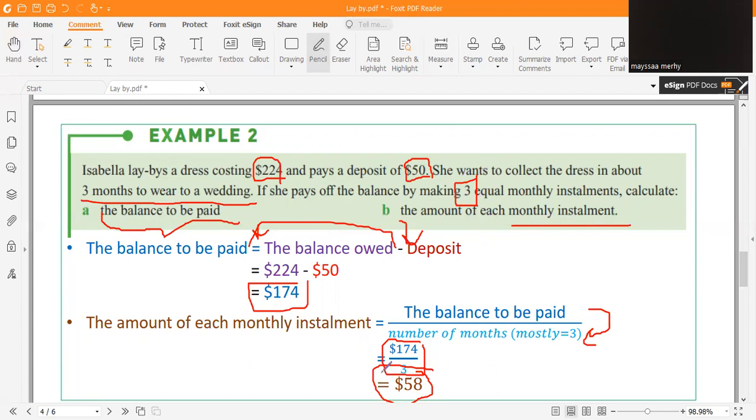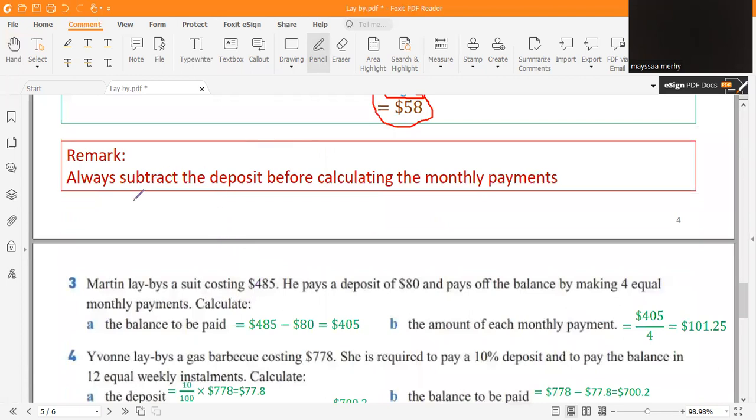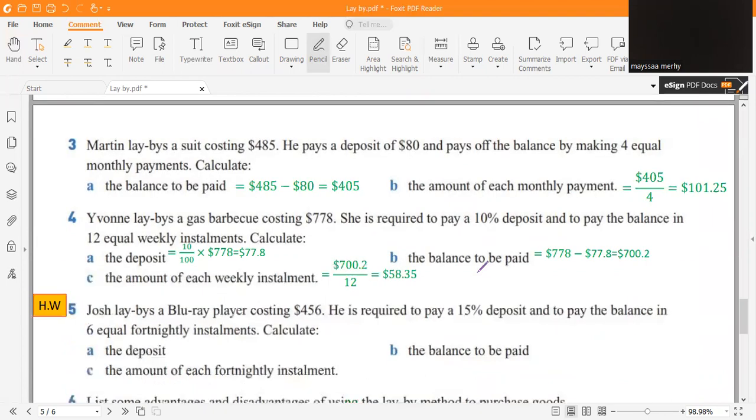So she has to pay a monthly installment of $58 to let her collect the dress in about 3 months for the wedding. So you should always be aware to subtract the deposit before calculating the monthly payment or the monthly installment. In the following exercises, we will apply the same idea.